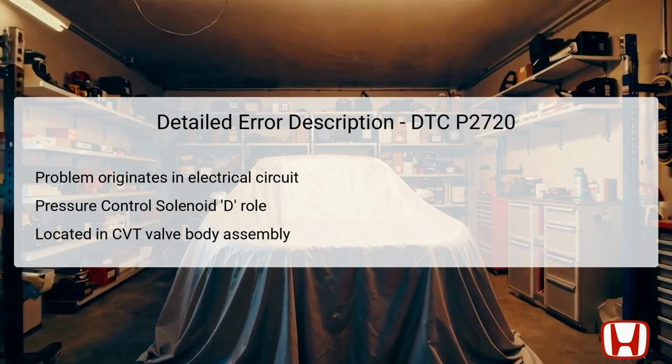Since the code specifies a low control circuit condition, potential circuit faults or breaks may prevent the solenoid from receiving the correct electrical signals. Understanding its precise location aids in addressing these electrical concerns during troubleshooting.